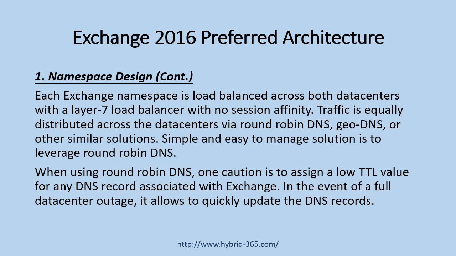Traffic is equally distributed across the data centers via Round Robin DNS, GSLB, or other similar solutions. A simple and easy to manage solution is to leverage Round Robin DNS. When using Round Robin DNS, one caution is to assign a low TTL value for any DNS record associated with Exchange. In the event of a full data center outage, it allows you to quickly update the DNS records.